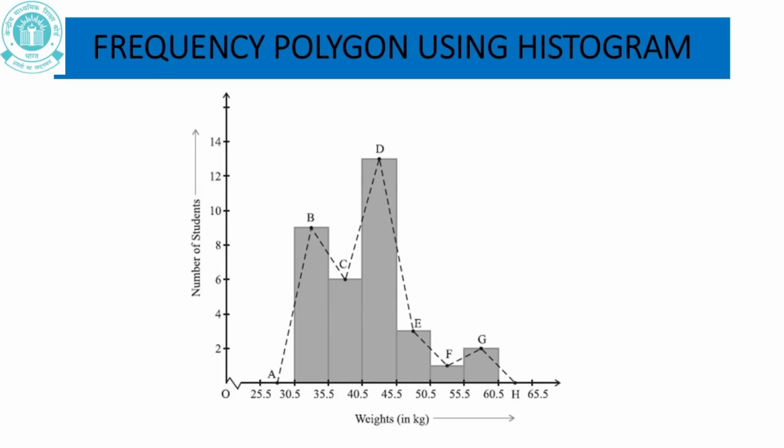As a polygon is a closed figure, we assume that there is a class interval with frequency 0 before 30.5 to 35.5, and one after, that is 55.5 to 60.5, and their midpoints are A and H respectively. Thus, A, B, C, D, E, F, G, H is the frequency polygon corresponding to the data.